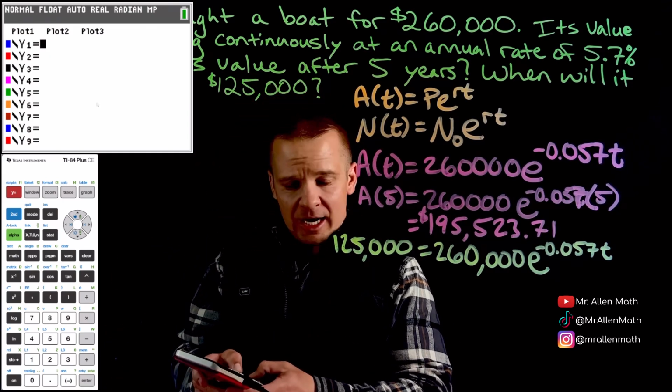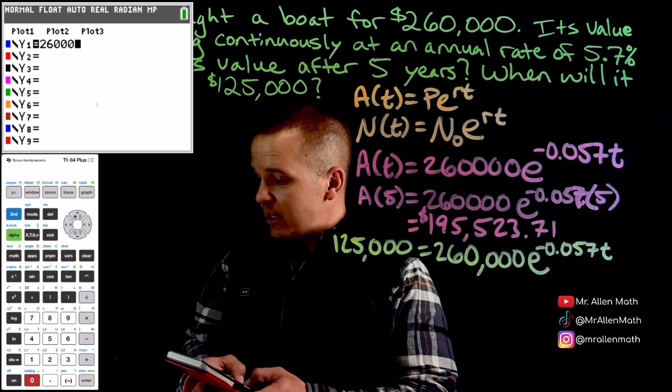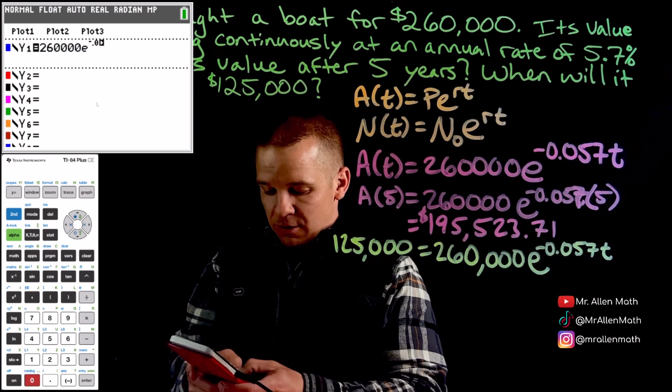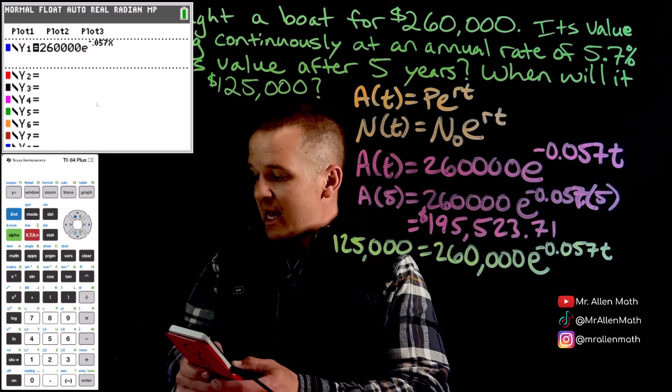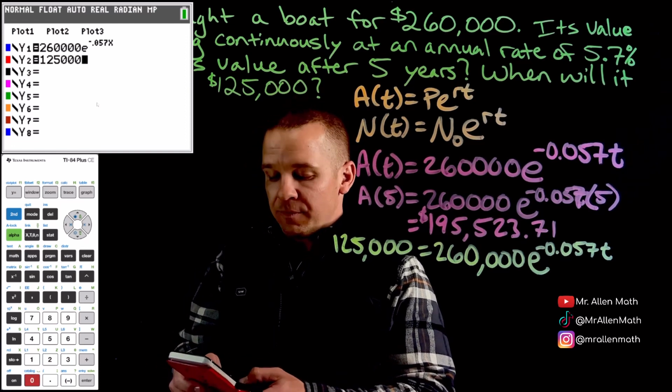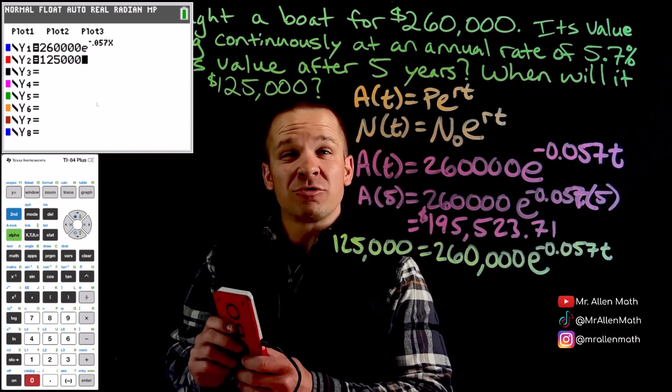So if I plug this in, I got 260,000. There we go. Second, e raised to the negative 0.057 times x. And then I'm going to have 125. 1, 2, 3. All right. Now, when I'm going to change my window, here's what we're going to do. We're going to be strategic about it.